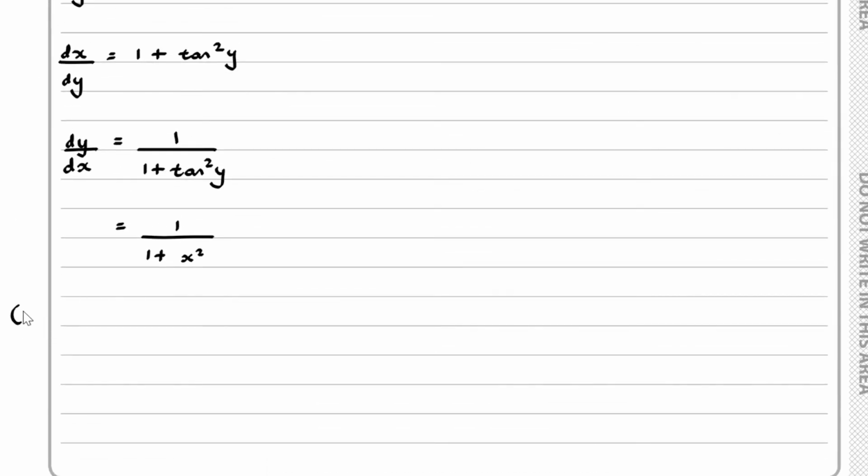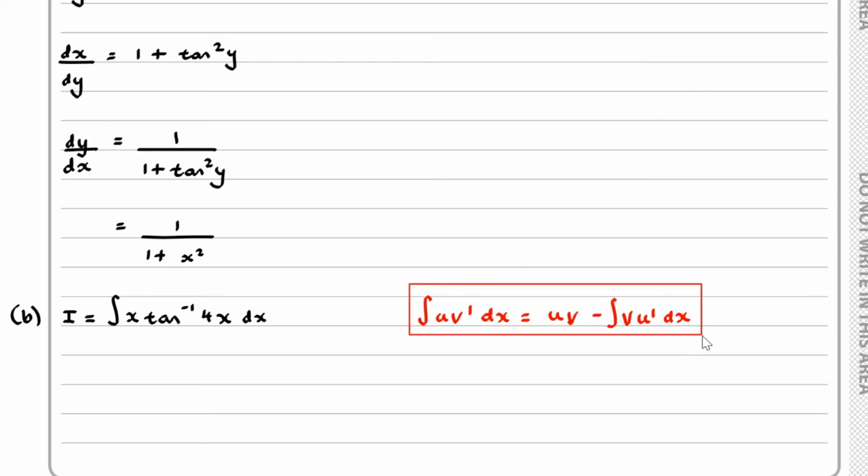So for part B, we will begin by letting I equal the integral of x times the inverse tangent of 4x with respect to x. And just as a reminder of what the formula is for integration by parts, the integral of u times v dash with respect to x is equal to u times v minus the integral of v times u dash. So let's just box this formula.